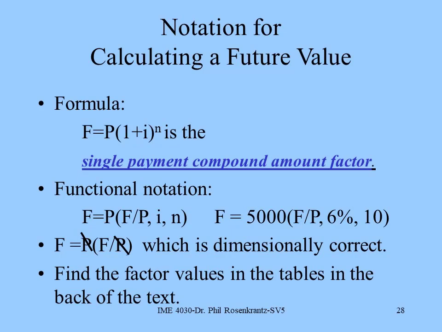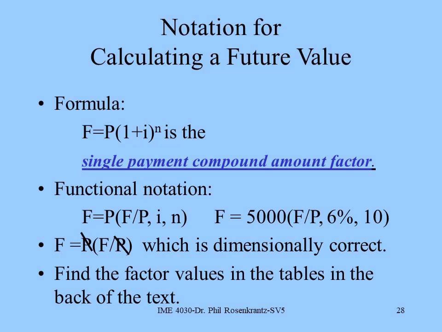We're going to start by calculating a future value using our factors and our notation. And this is going to be based on some stuff from the book. So the formula that we've mentioned before for future value is shown there. And that factor that you see there, the 1 plus i to the n, is called the single payment compound amount factor. And what we have are some computations of factors for various interest rates i and number of periods n, and those are put into a table in the back of your book.